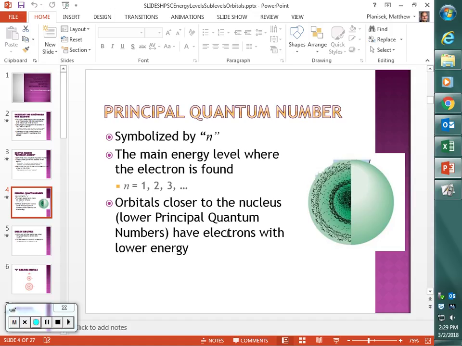If it's the main energy level, what does it describe for us? What tells us about the energy that electrons have? Distance from the nucleus. So the principal quantum number roughly describes how far away these orbitals are from the nucleus. Orbitals that have lower principal quantum numbers are going to be closer to the nucleus. Orbitals that have higher principal quantum numbers are going to be farther away from the nucleus. Good? Okay.